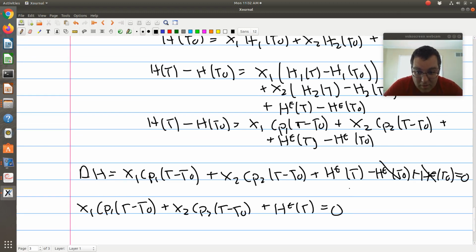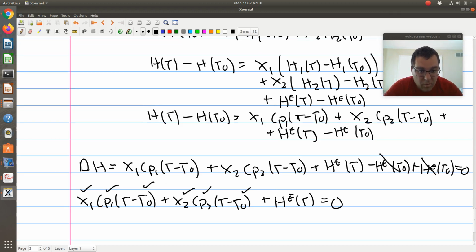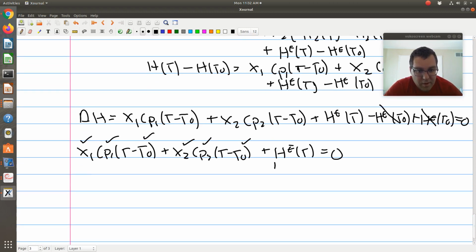Now in order to solve this, we know our composition, so we know x1 and x2, we know Cp1, we know Cp2, we know T naught, which is 20 degrees C. We're asked to solve for T. In order to solve this, I also don't know HE at T. So what I'm going to have to do is assume that this is approximately equal to HE at T naught, because we calculated HE at T naught in part A. I could look up the excess enthalpy of my mixture at that given composition at T naught and plug that in.